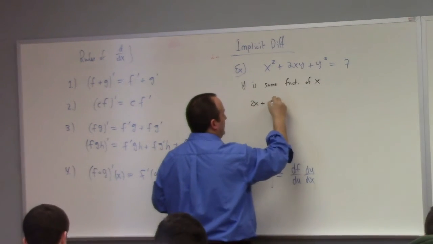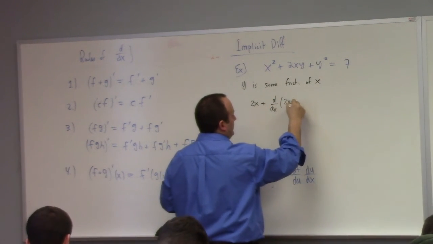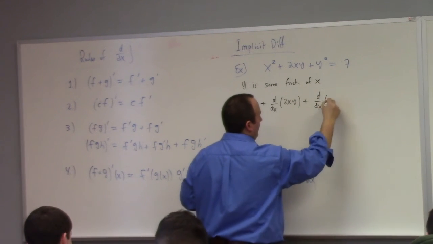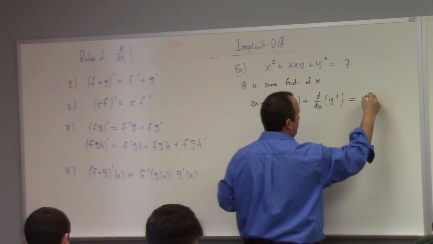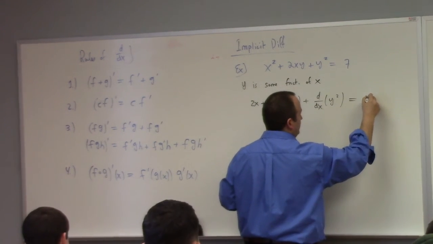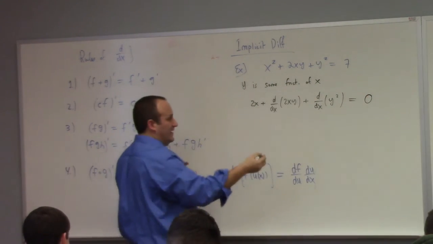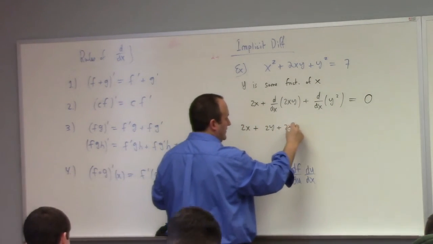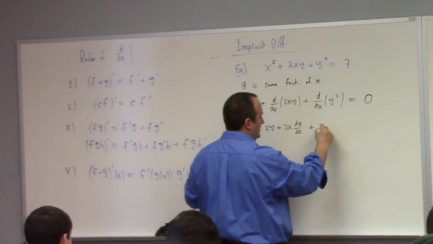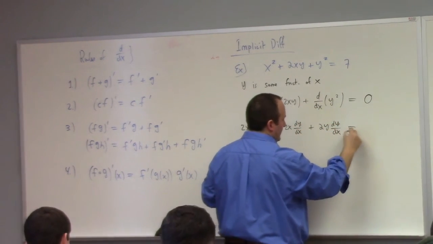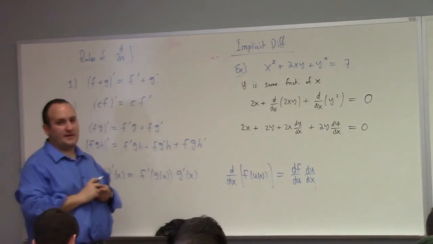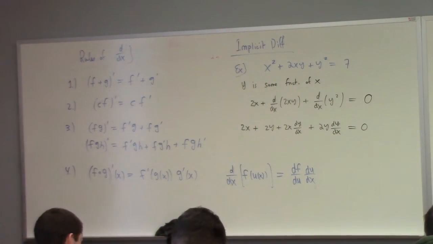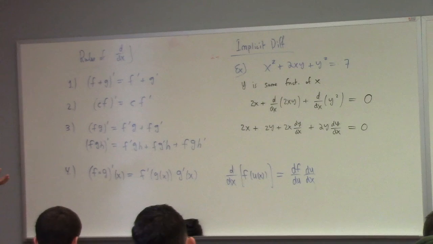And then this is d/dx of what? 2xy, plus d/dx of what? y squared, equals, what's the derivative of 7? 0, right? And then expanding this, we have 2x plus 2y plus 2x dy/dx plus 2y dy/dx equals 0, right? And then you can solve this for dy/dx, right? This is a pretty typical implicit differentiation problem. Okay.